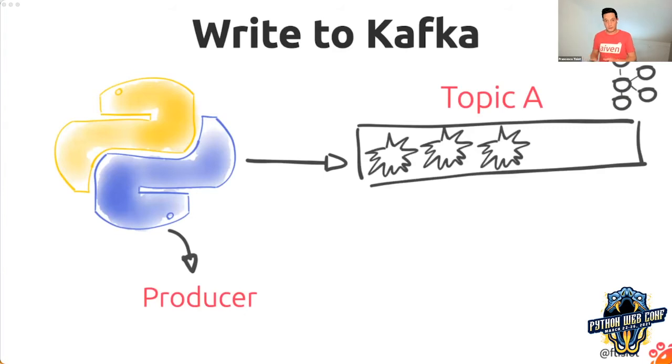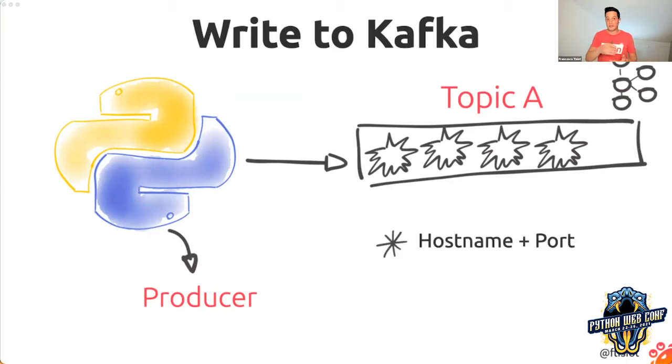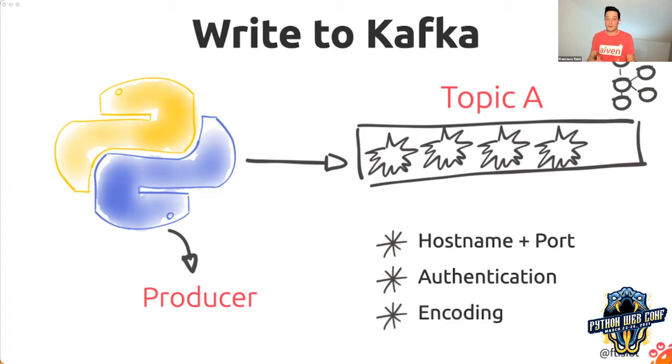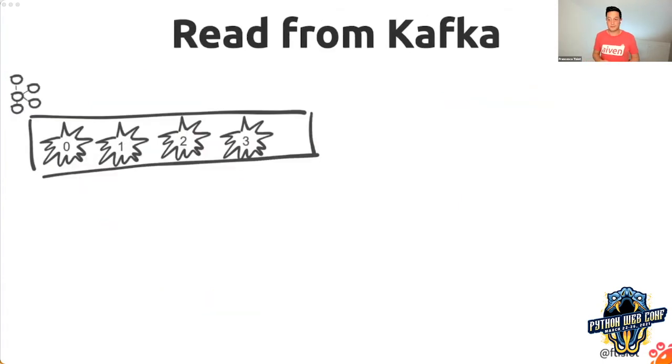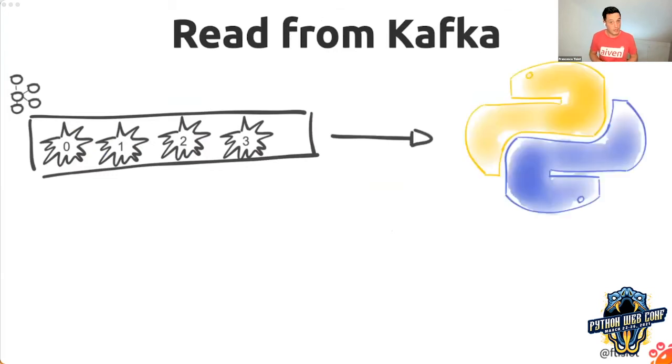In order to write to a topic in Kafka, all the producer has to know is where to find Kafka, so the list of brokers in terms of host name and port, how to authenticate to Kafka, so do we use, for example, SSL certificates, and how to encode the data from the format that I use in Python to the raw series of bytes that Kafka understands. That's it.